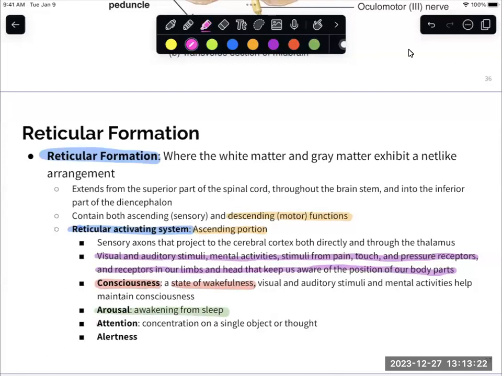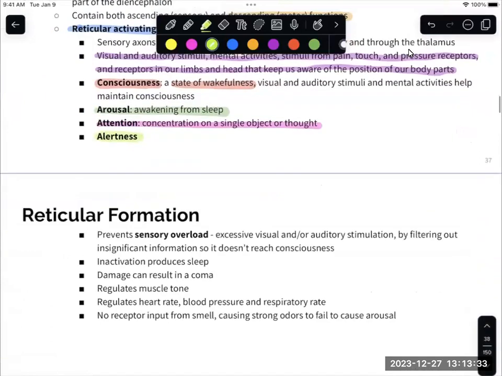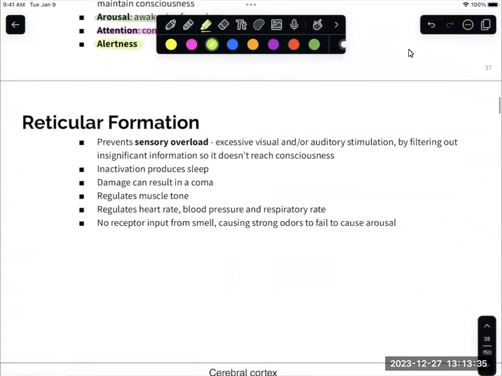Attention, being able to concentrate on a single object or thought, that is done through that reticular activating system, as is alertness. So one of the jobs of our reticular activating system is to prevent sensory overload. So what it does is it filters out insignificant information so it does not reach your consciousness.